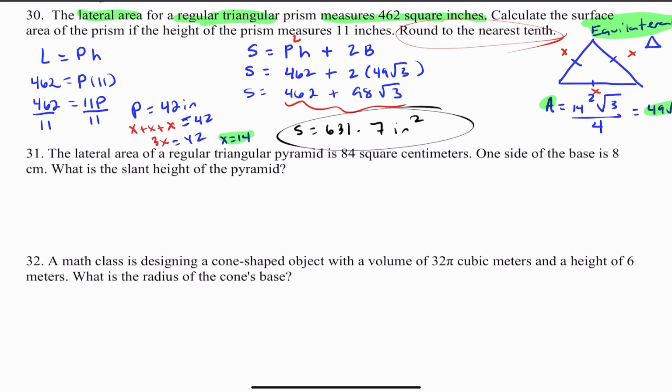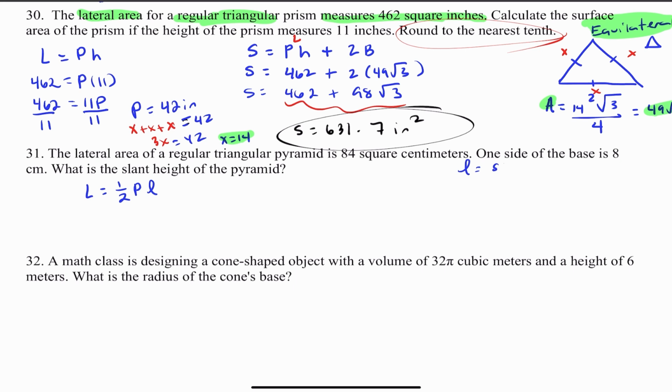And the lateral area of the pyramid is 84 square centimeters, right? So first things first, let's figure out the lateral area formula for a pyramid, which is L equals 1/2 the perimeter of the base times the slant height. Now remember, we represent the slant height as a lowercase cursive letter L, like this, right?